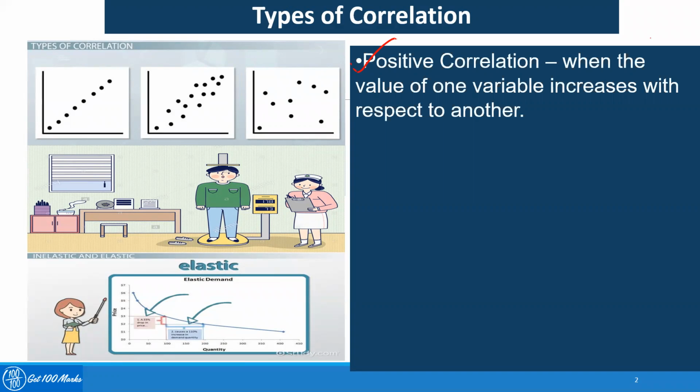When the value of one variable increases with respect to the other, or both the variables are moving in the same direction, then we say both variables have a positive covariance and a positive correlation. Let's see the graph on the left hand side. If you see the height and the weight of people, normally taller people will have more weight because with the increase of bone size, the weight increases.